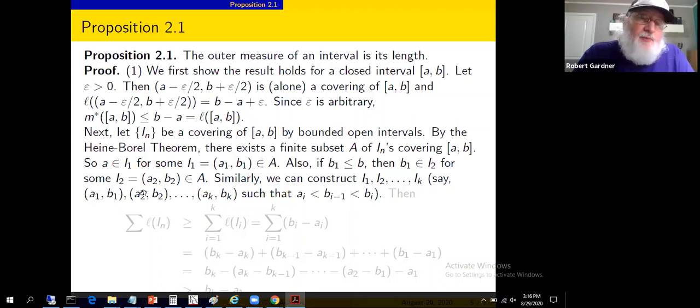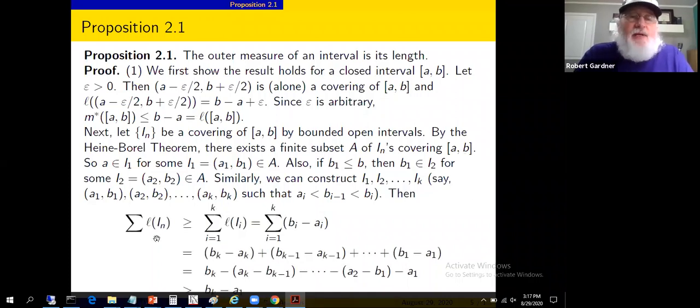B1 is somewhere in this little interval. So the second interval overlaps with the first interval. The third interval overlaps with the second interval, and so forth. So there are these little overlaps in the intervals. Okay, and there's a finite number of those intervals. That's how we were able to lay them out one after another and know that you actually covered the whole thing. You reached right-hand endpoint B.